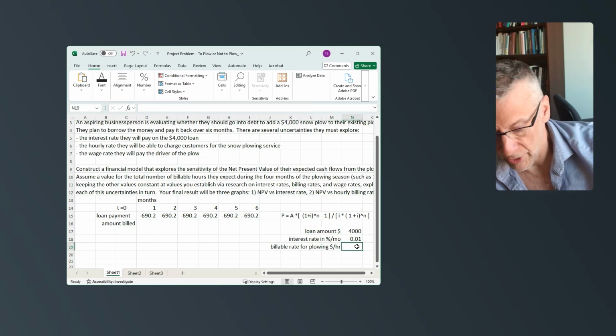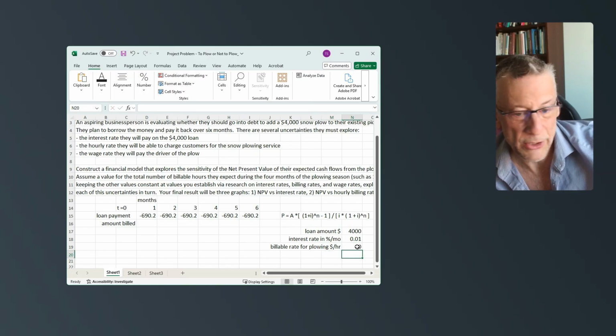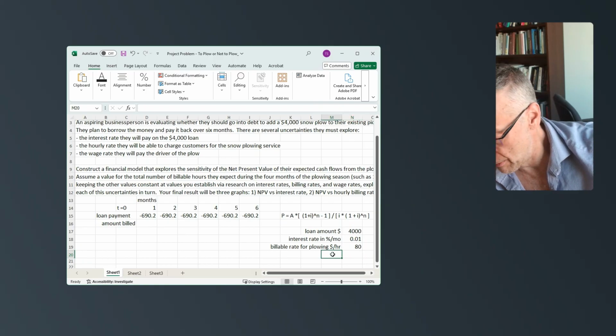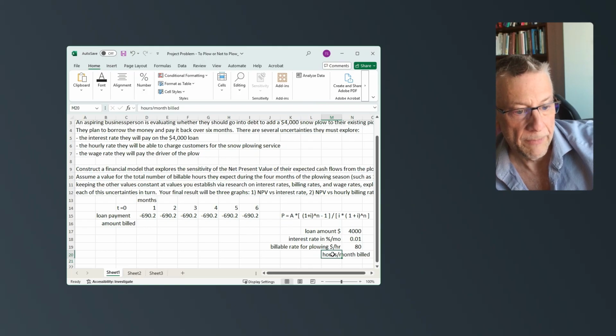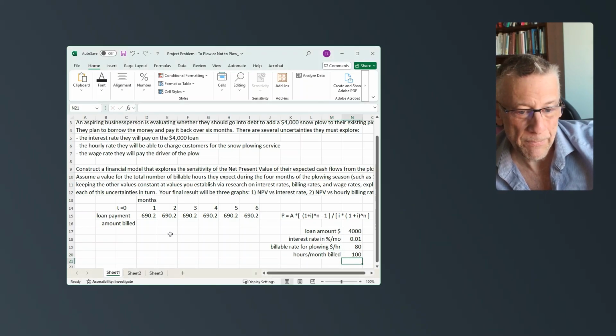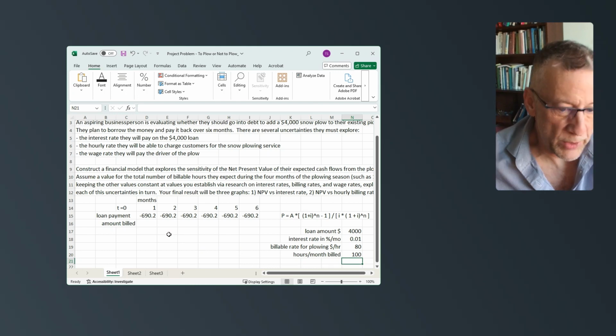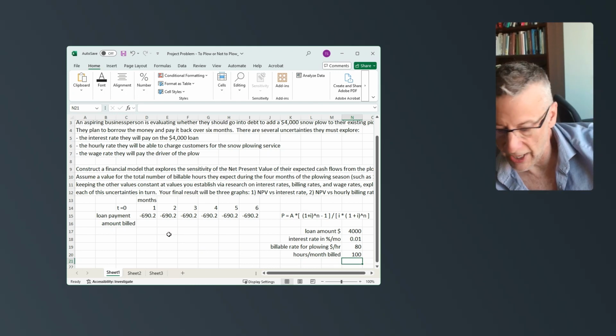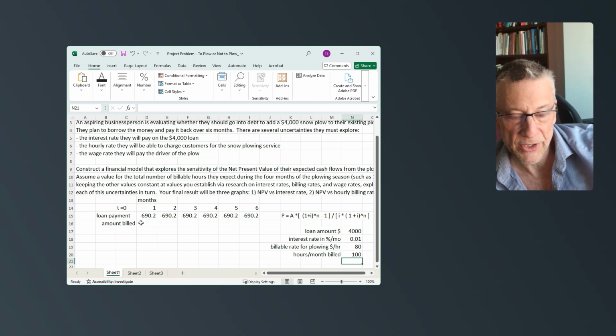And let's say that we can bill $80 per hour for the sake of argument. We've got to have the number of hours per month billed. How much snow is there going to be to remove? Suppose that's going to be 100. Then it would mean 25 hours a week. Maybe that's a couple of storms and a bunch of customers.